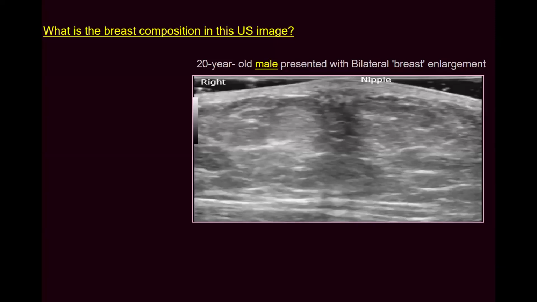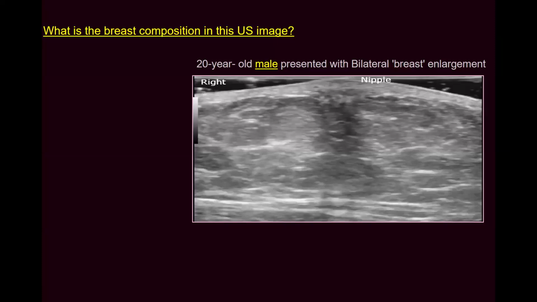But if you look here, it's obviously the breast is enlarged. Yes, enlarged breast and elevated nipple. The breast is enlarged, but why is it enlarged? The parenchyma is fatty. I ask you, what is the texture of this breast?